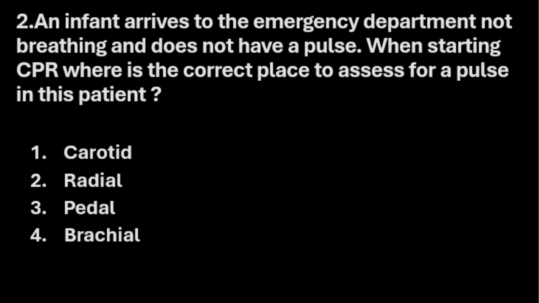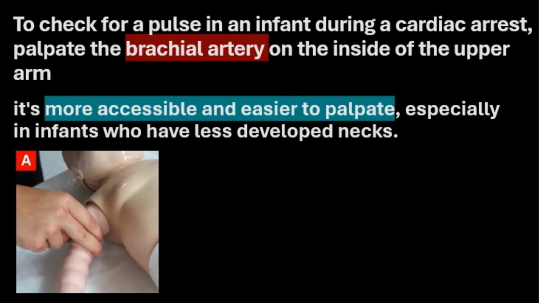Next question. An infant arrived to the emergency department not breathing and does not have a pulse. When starting CPR, where is the correct place to assess for a pulse in this patient? Option 1 carotid, option 2 radial, option 3 pedal and option 4 brachial. Let us select the right answer. The right answer here is option 4 brachial.